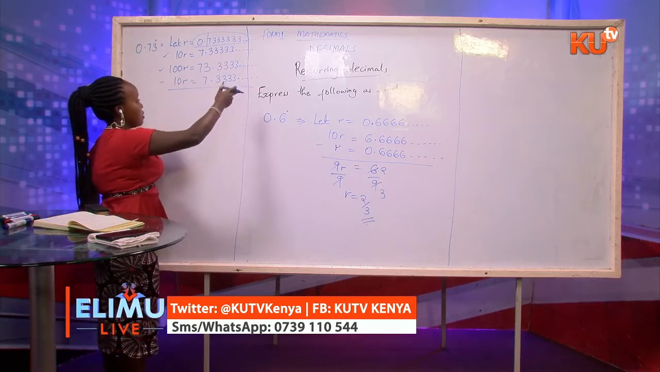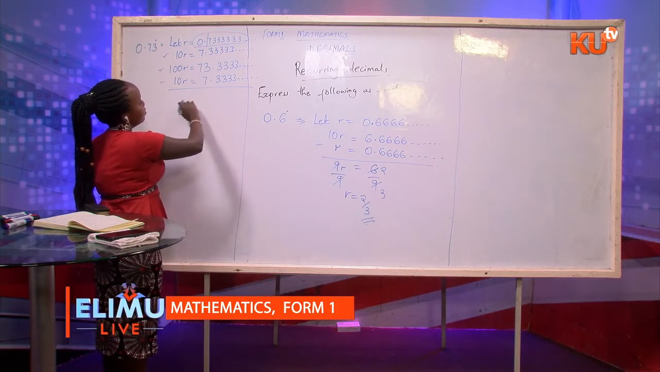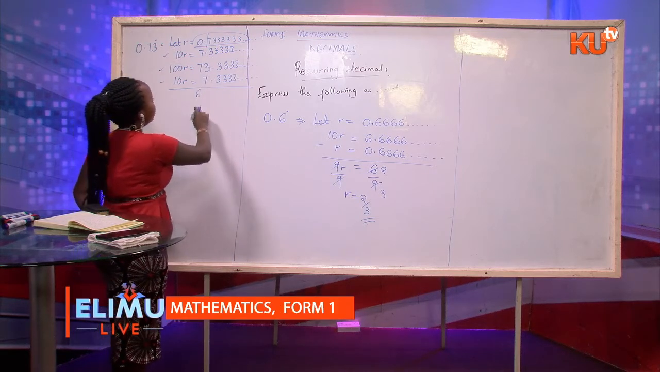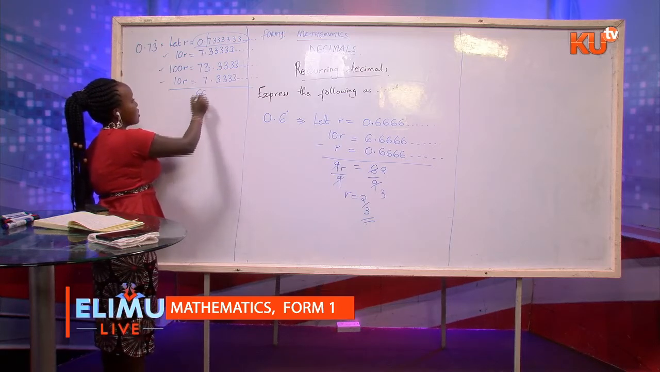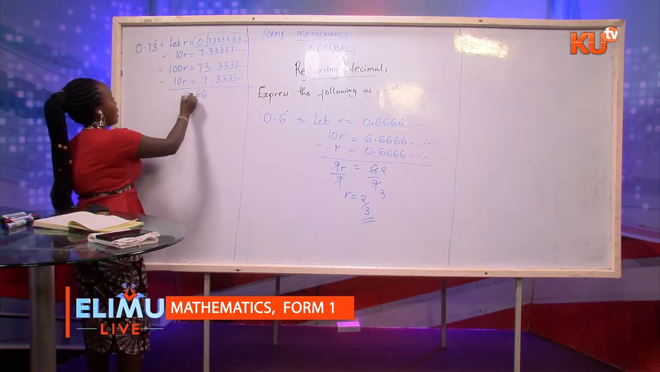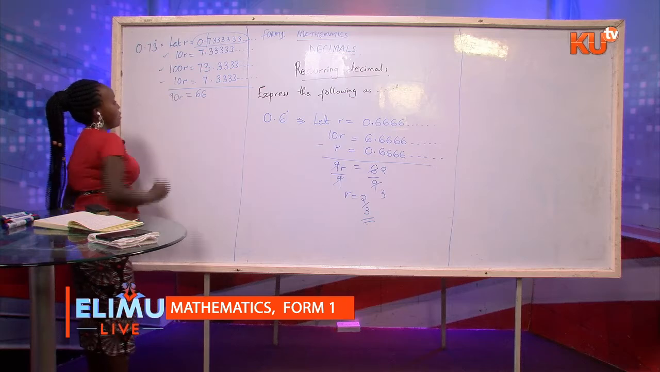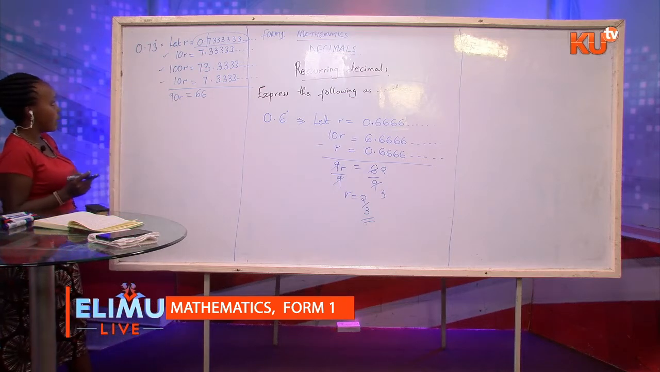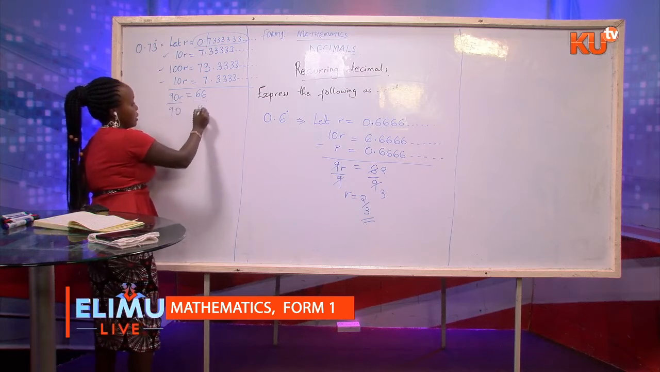So we subtract there. This one will be 0. Then here this one is 66. So 66 is equal to 100R minus 10R, which will be 90R. Then as usual we have to remain with our R, so we're going to divide both sides by 90.